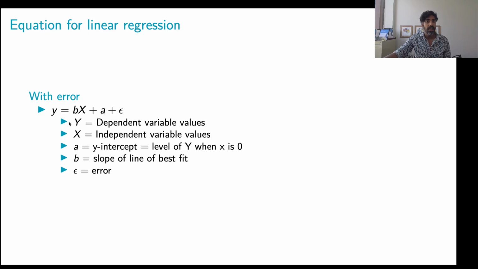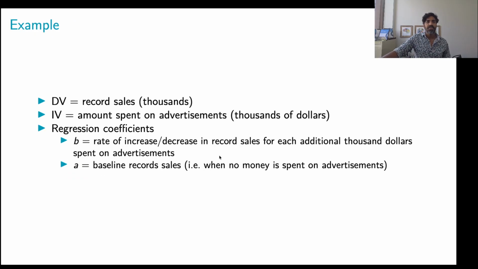And so with error, we have y, which is the dependent variable value, x, which is your independent variable value, a, which is your y-intercept, so the level of y when x is 0, b, which is the slope of the line of best fit, and then e is your error. So this is quite a common formula you'll see for fitting a linear regression line. This is the formula for a linear regression. So let's go through this example step by step.